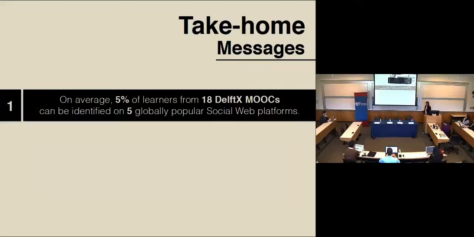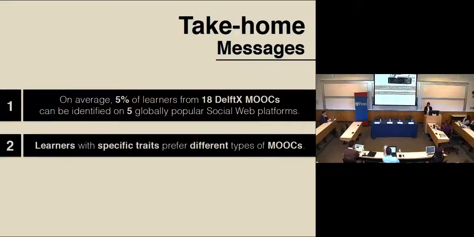So what are the take-home messages that I want to give you here? We do find learners. For some types of courses we find a lot of learners because the people are very technically minded, but on average it's 5%, and that's across a wide range of bachelor level courses. We also only looked at 5 globally popular platforms. If you look at platforms that are more specific or more local, you will have a lower percentage.